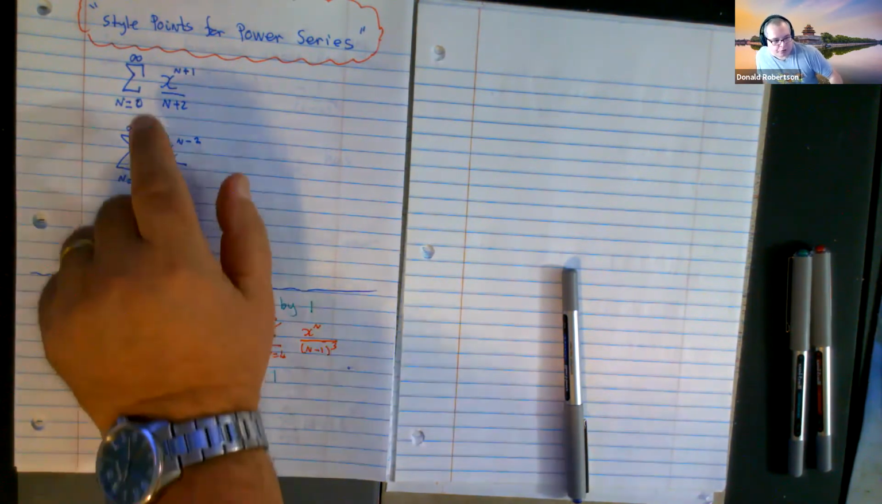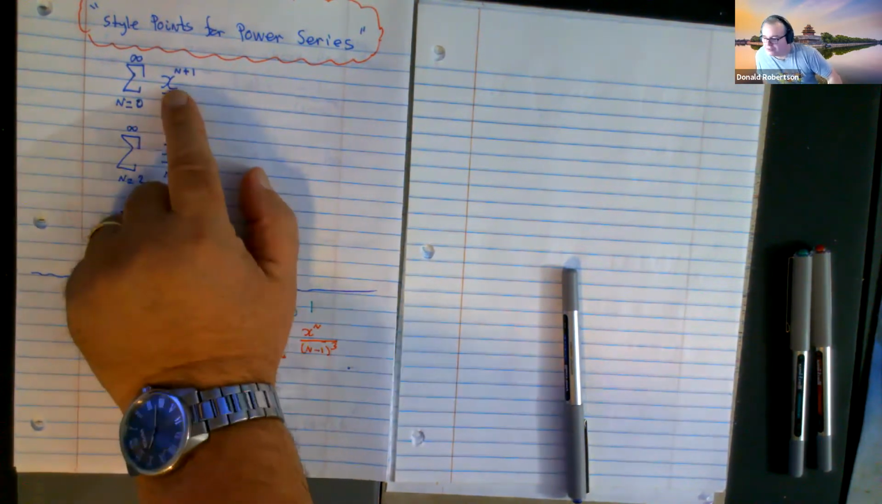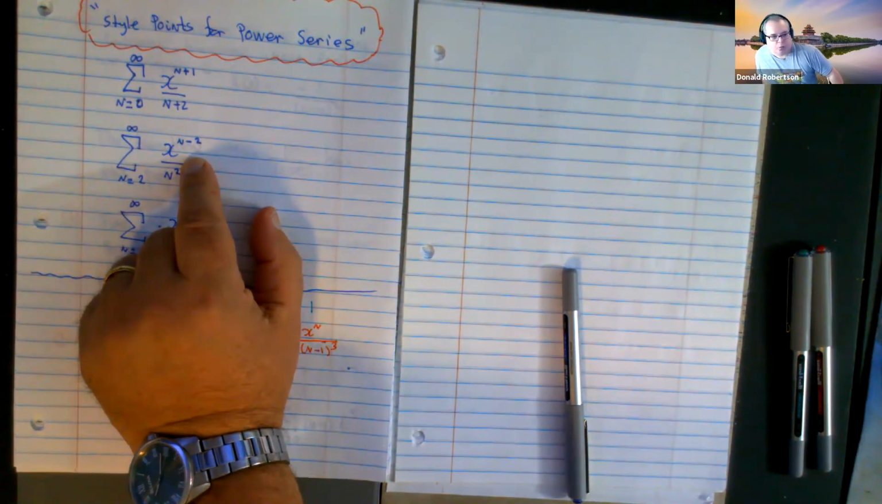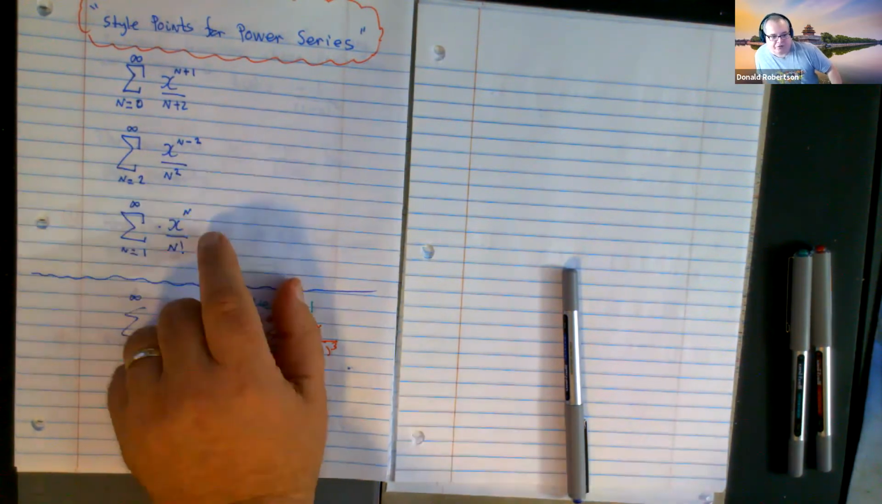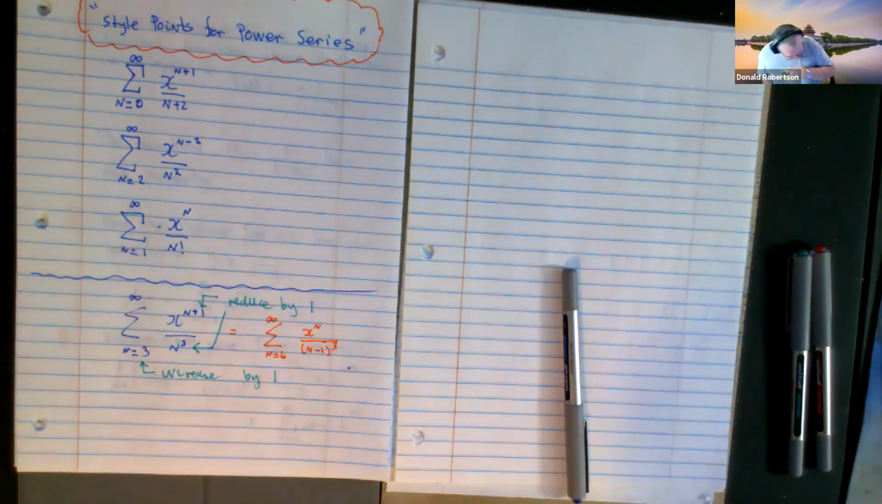Of course, we do power series and all sorts of things happen. It's not uncommon to get x to the n plus 1s, right? And it's not uncommon to get x to the n minus 2s. We can take power series and convert them to this standard form, the style point form, relatively easily.